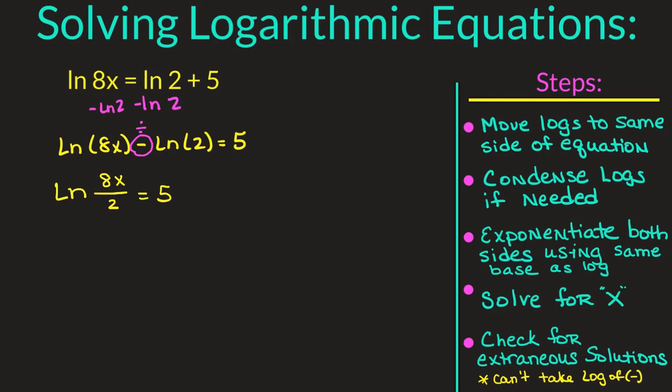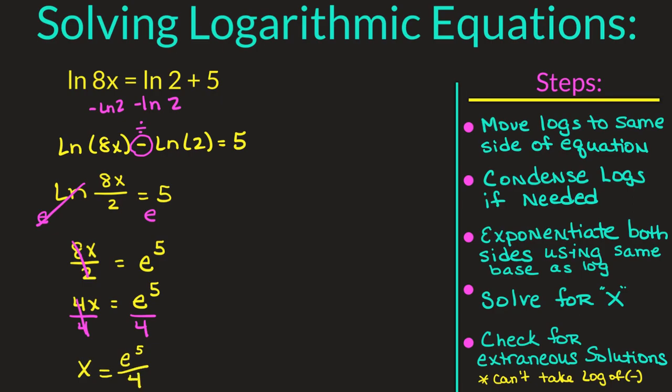Then we're going to exponentiate, since the inverse of ln is e, on both sides. So ln and the e cancel, leaving us with 8x over 2 equals e to the 5th power. Now I can simplify the left side, 8x over 2, which becomes 4x equals e to the 5th power. Just keep in mind you're solving for x, so I need to divide both sides by 4. Then we're going to have x equals e to the 5th over 4.